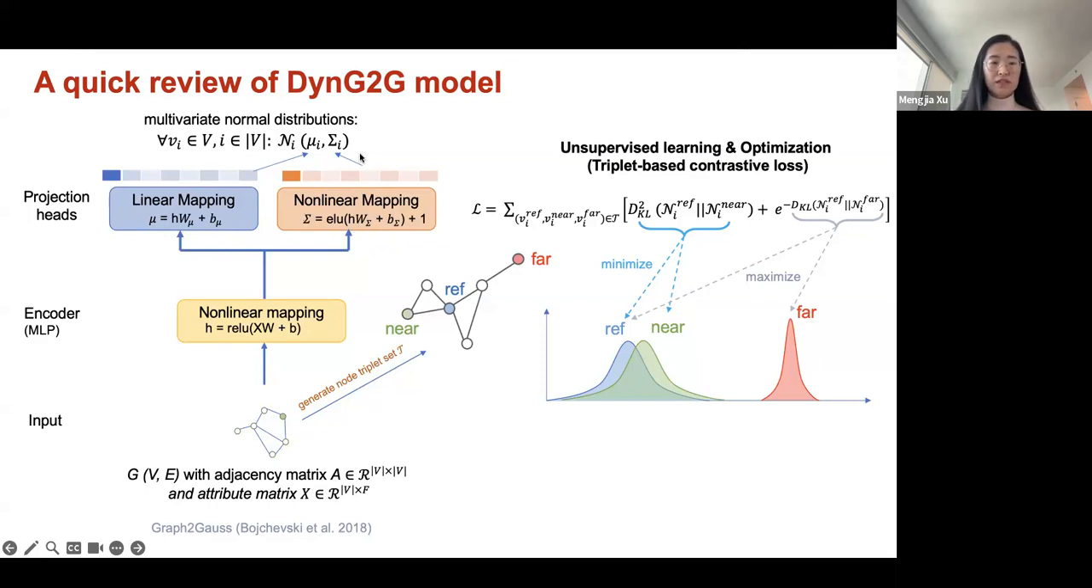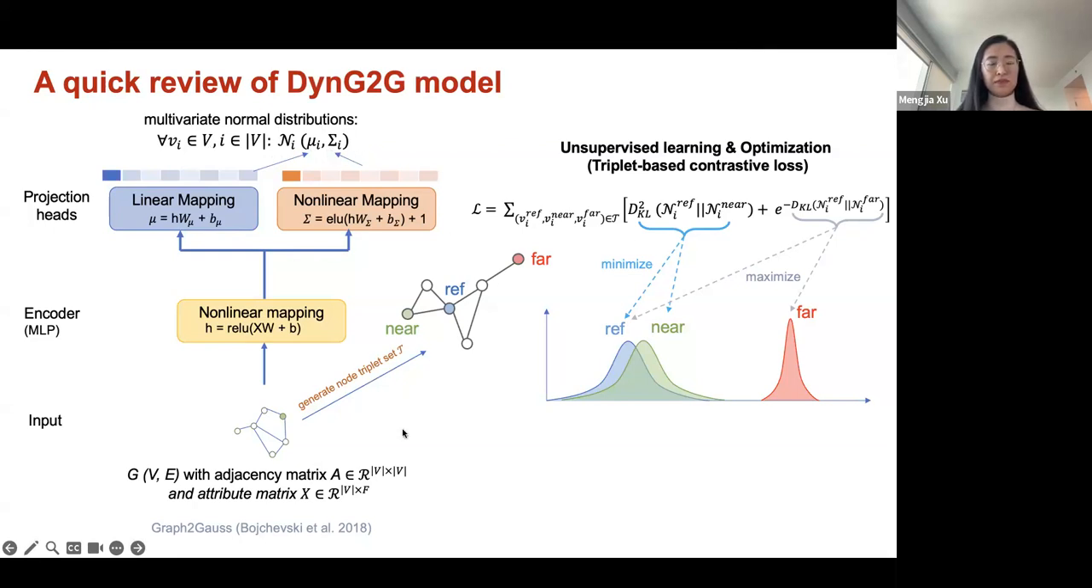This is similar to the variational autoencoder, but we don't have the decoder part. So now we can output, for each graph node Vi, where i is the node index, a multivariate normal distribution.